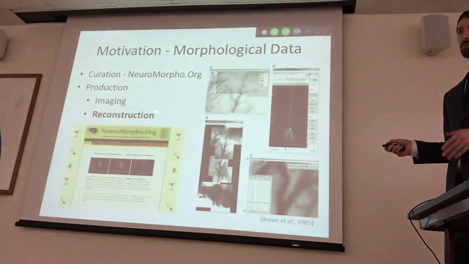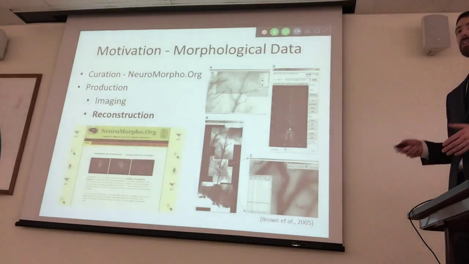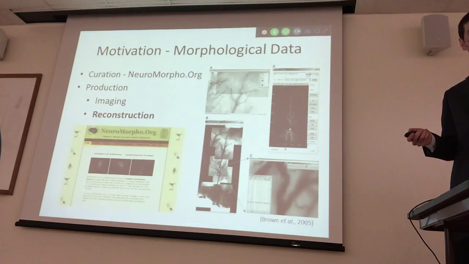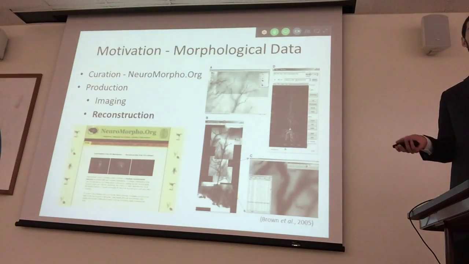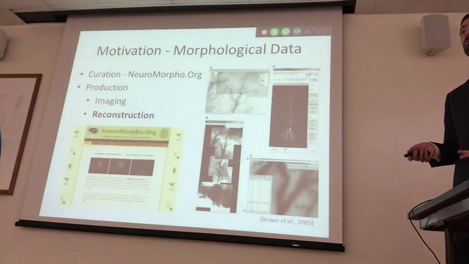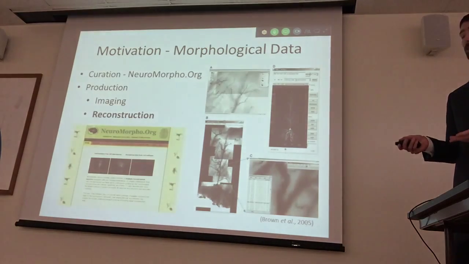The other part of this is actually producing that data. So there's a lot of data that's been produced in the past, but we're looking towards the future in which we're really expecting high throughput, right? So we've heard of high throughput genetic analysis. We'd like to be able to do that with neurons and their morphologies.